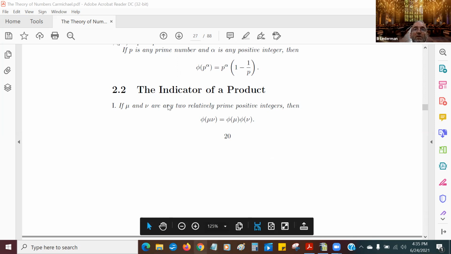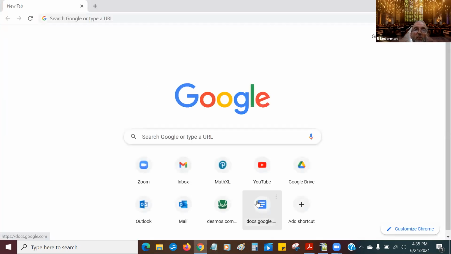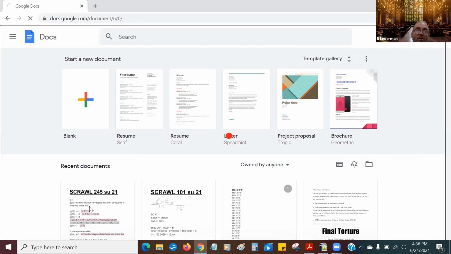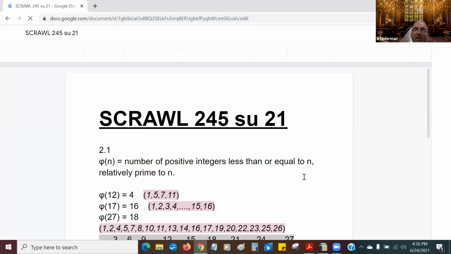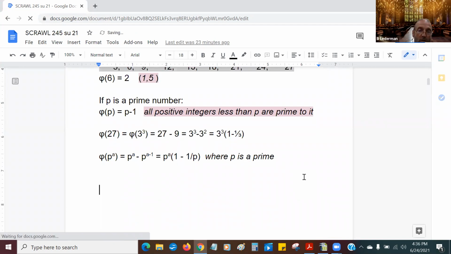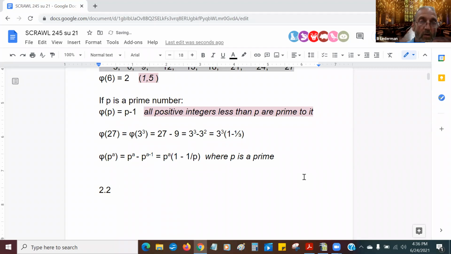Oh boy, I just shut this for no reason. Let's go back to where we were. And here we are. Okay, so here we are in, let's say, section 2.2 now.